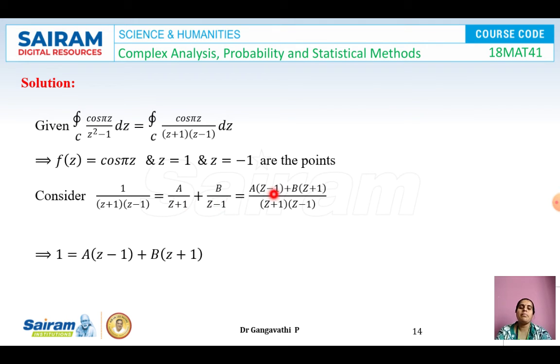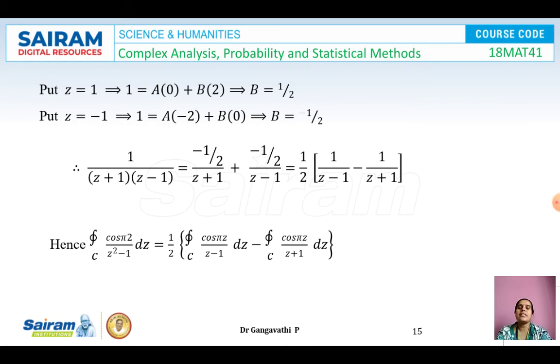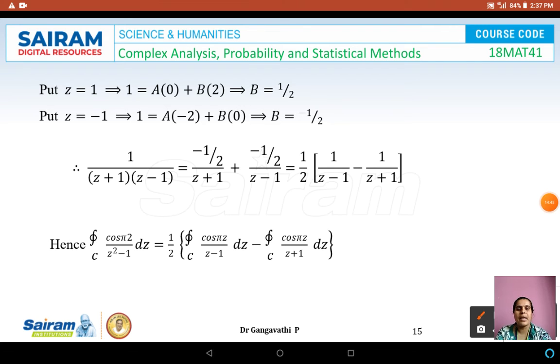Take the LCM and simplify as discussed earlier. We have to make either a or b equal to 0 by substituting a suitable value for z. So let us substitute z equal to plus 1. So a becomes 0, and we get the value of b, which is equal to 1 by 2. Similarly, put z equal to minus 1 in the above expansion. So you get 1 is equal to a into minus 2 plus b into 0, which results in a equal to minus half. So therefore, 1 by (z plus 1) into (z minus 1) results in minus half by (z plus 1) plus half by (z minus 1).